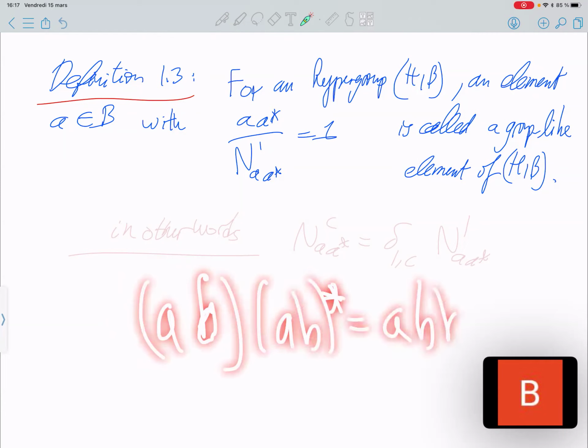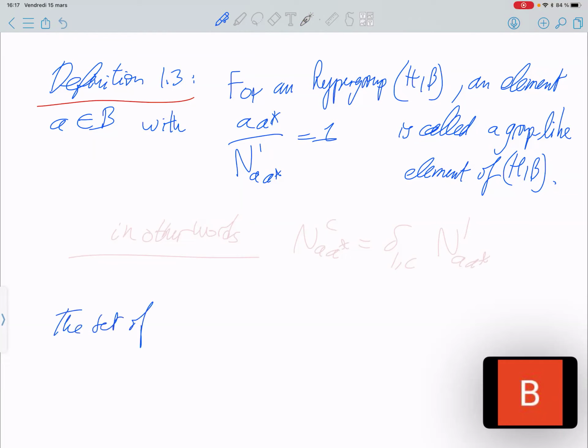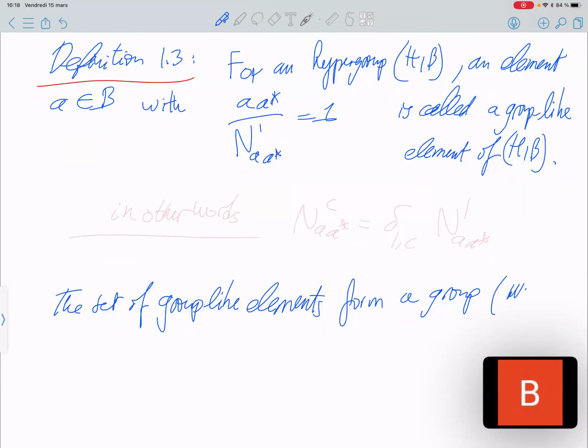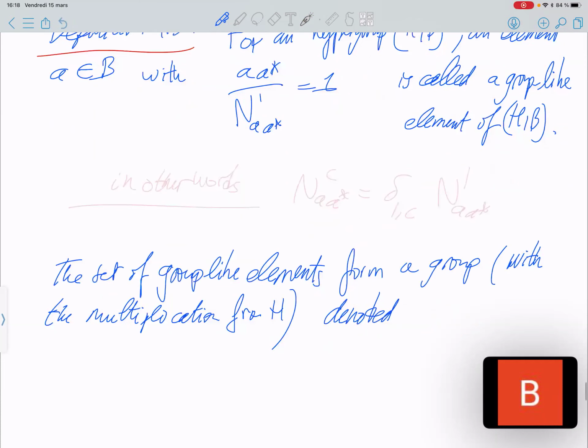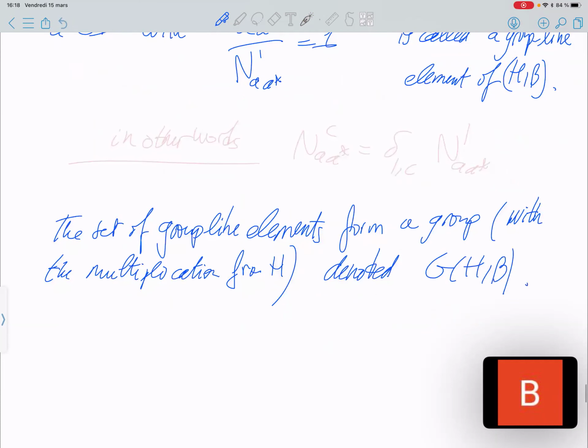So the set of group-like elements forms a group, a finite group, with the multiplication from H, denoted G(H). Okay.